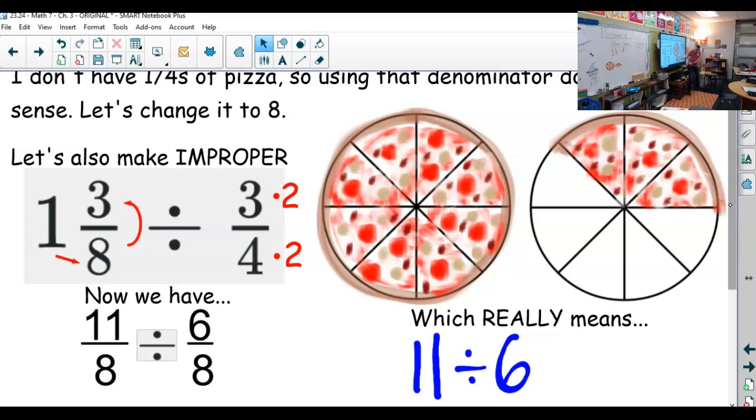Well, really, now that we have common denominators, and you could be writing this down, or if you're choosing not to, that's a choice you have to live with. Now that we have common denominators, what we're really doing is 11 divided by 6. Saying how many groups of 6 slices? So guys, if I come over here, to this 3/4 we turned into 6/8. We turned this into 11/8.